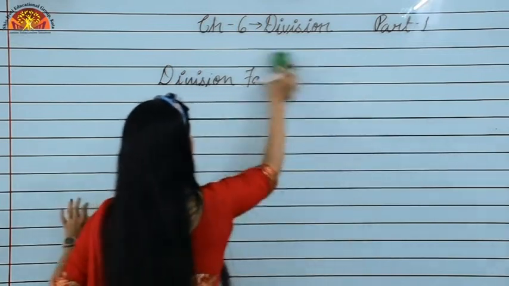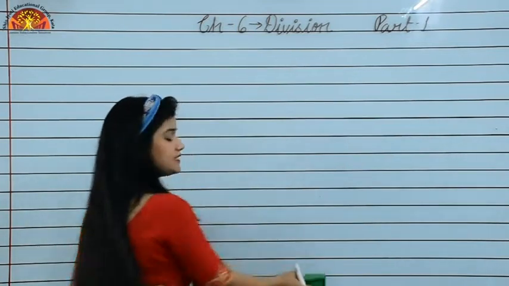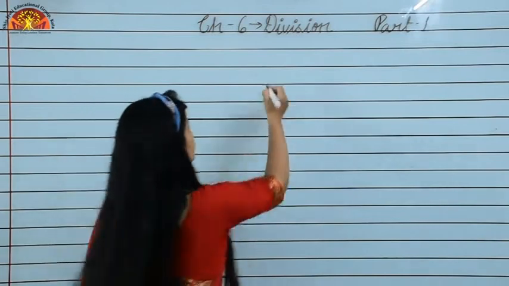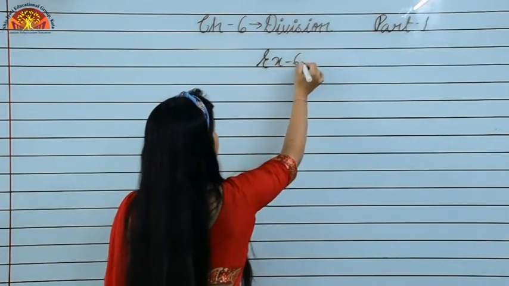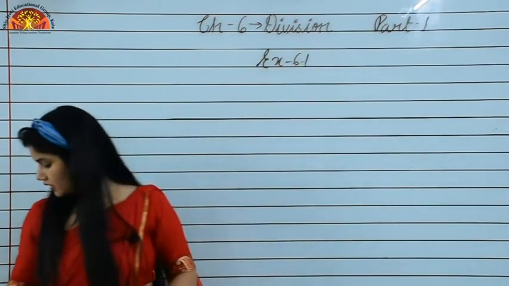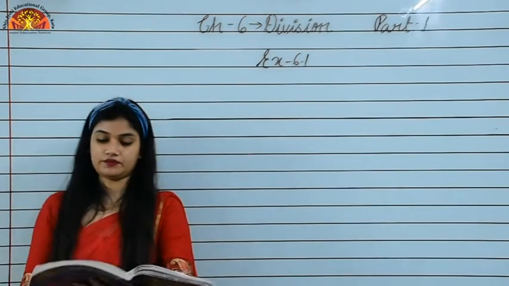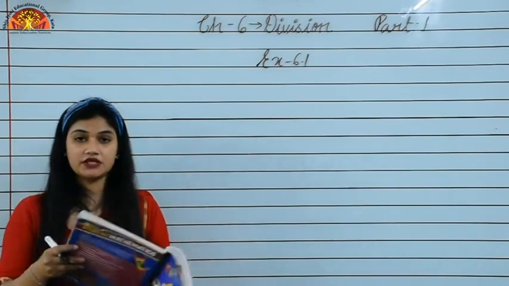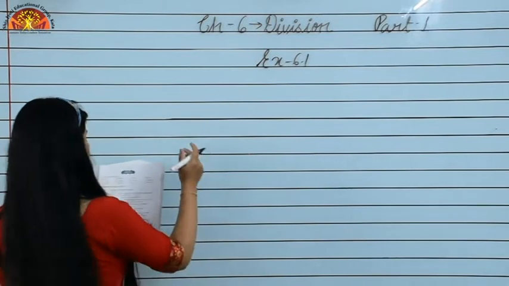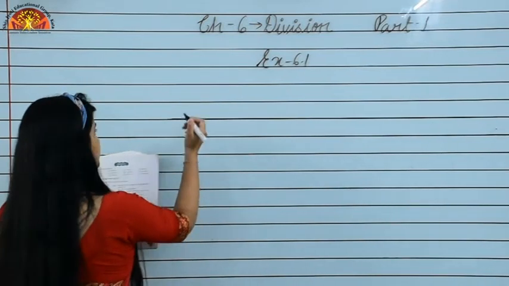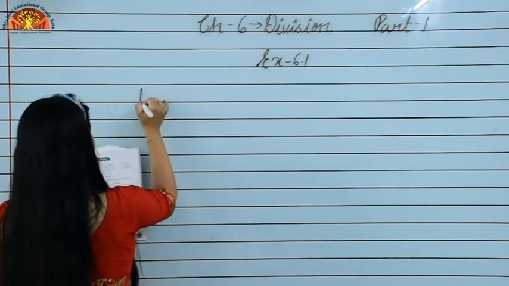Now we take a question of exercise 6.1. Exercise 6.1, and we are taking a question that is given on page number 75, and the question is divide and check your answer, and we are taking K part.